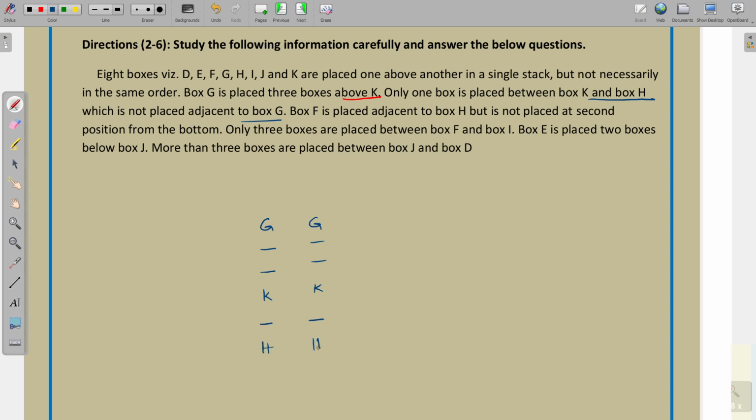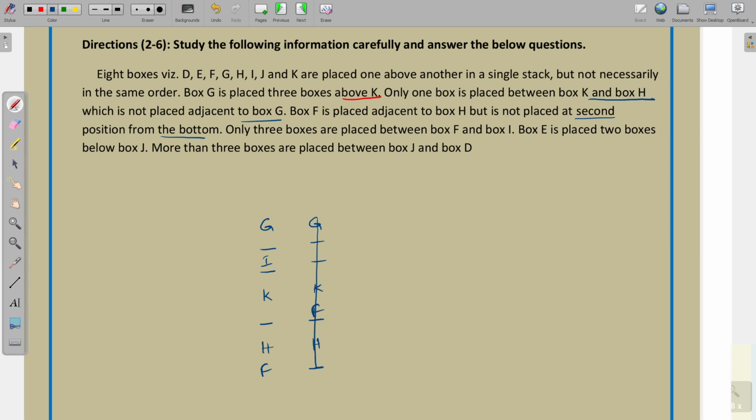So K and H. And next, F is placed adjacent to box H and not placed second position from the bottom. So it is not second from the bottom; here one more place is there. Only 3 boxes are placed between F and I. So 1, 2, 3, here I is placed. So above there is no place to fix I, and below also there is no place to fix I.